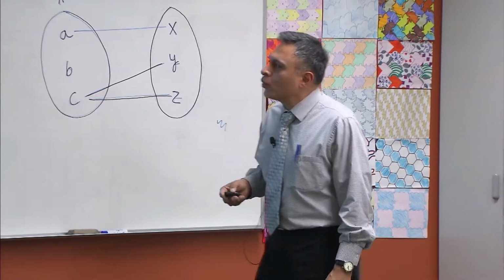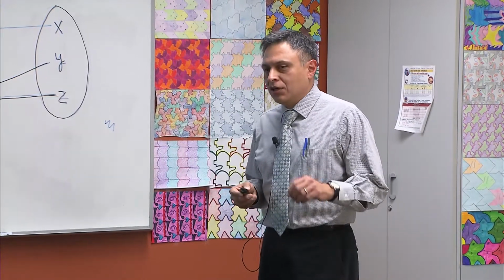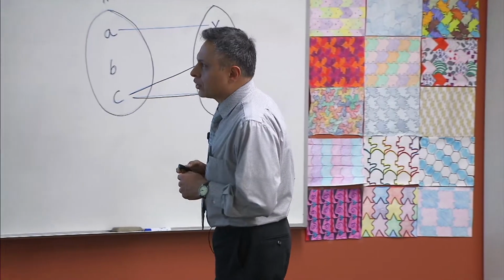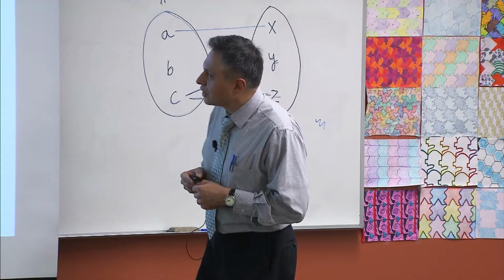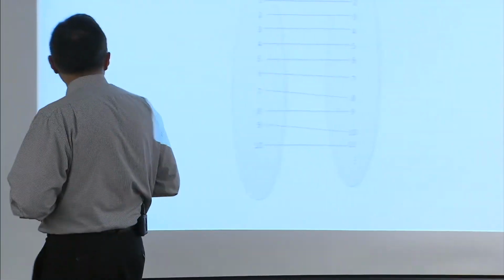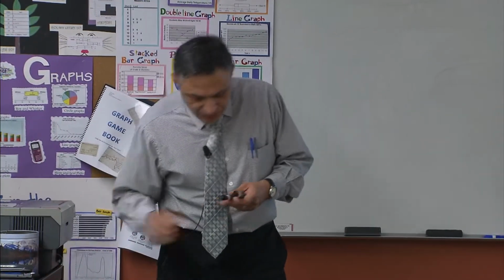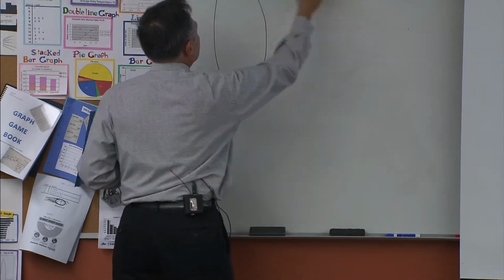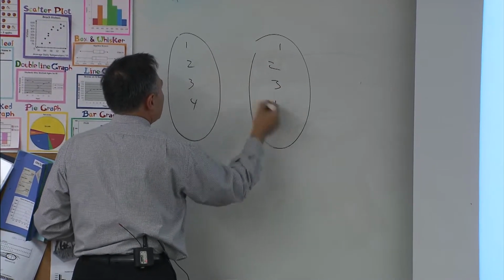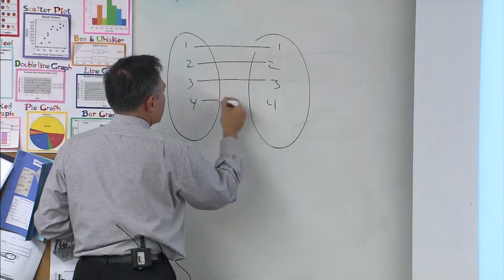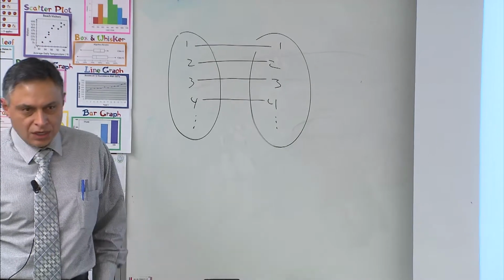Now, with infinite sets, weird things start happening. You can start having one-to-one and onto relationships between sets and subsets of the same set. Initially, the way I'm thinking of this is pretend you have the same set. Okay, so 1, 1, 2, 2, 3, 3, 4, 4. 1 going to 1, 2 going to 2. This is pretty clear that we have a one-to-one and onto relationship of a set with itself.